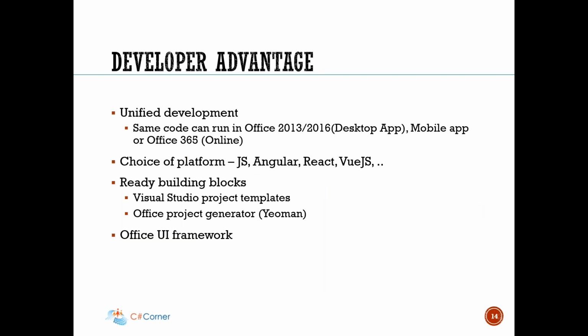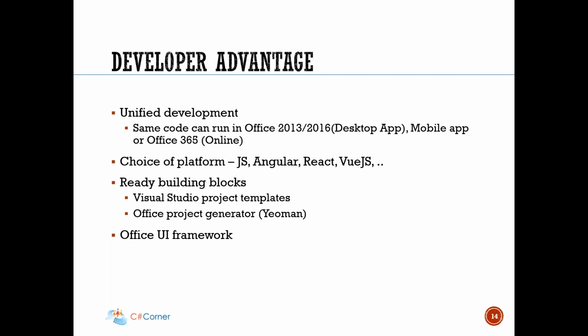Developer advantage. This is important for you if you're a developer and want to start developing an Office 365 add-in. What advantage do you have? First of all, it's unified development. Unified development means that you code only once, and the same code will run in Office desktop applications like Office 2013 and 2016, as well as on the mobile apps. On your mobile, if you are using Android or any other, you can go to the Play Store and download the Excel, Word, and PowerPoint mobile apps. So your same add-in will run on the mobile apps too, or on Office Online.